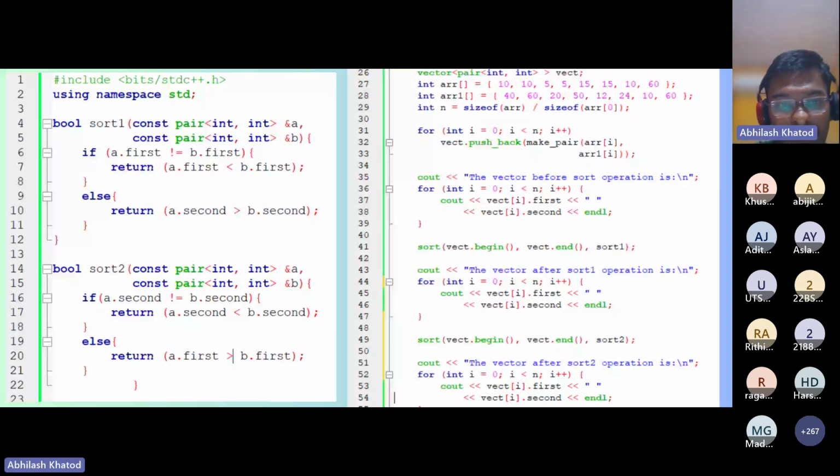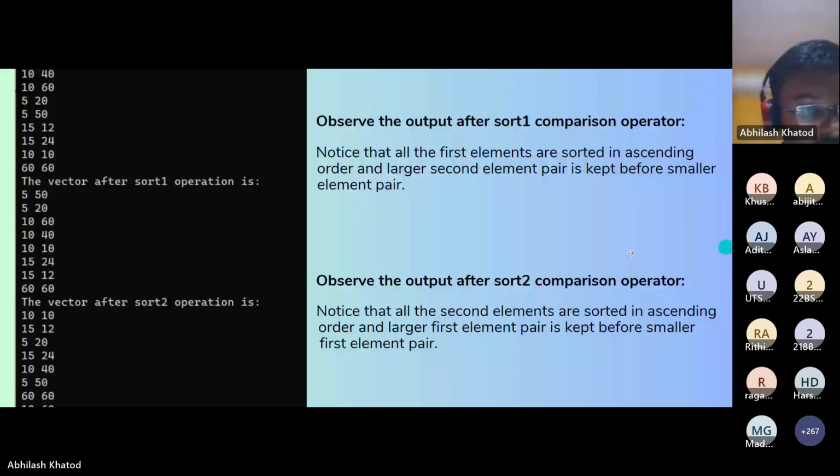So what will the sort function do? As it returned the false value, it will flip it. So as you can see here, it kept 50 above 20. What expression did we see? 20 greater than 50. It returned a false value, so it just flipped it. It kept 5 50 above 5 20. That's what we were trying to do, right?